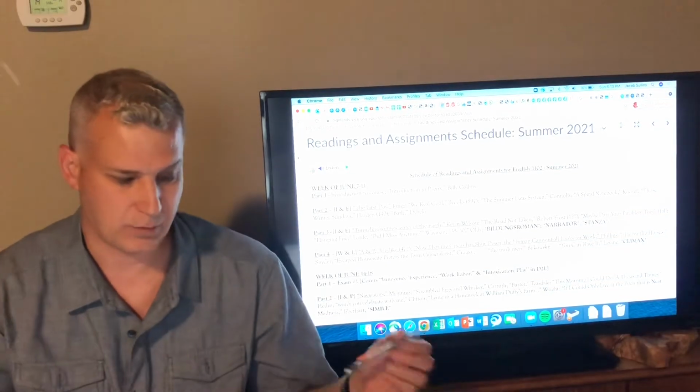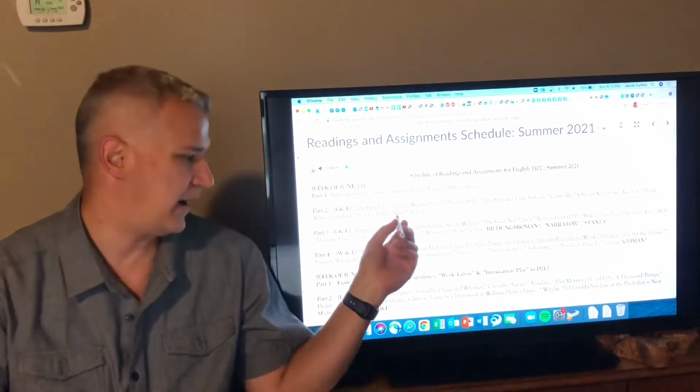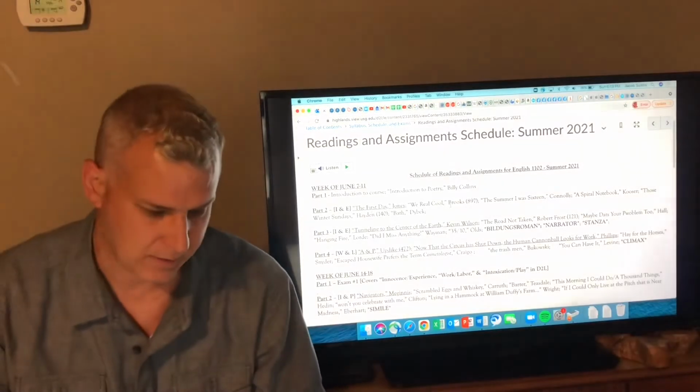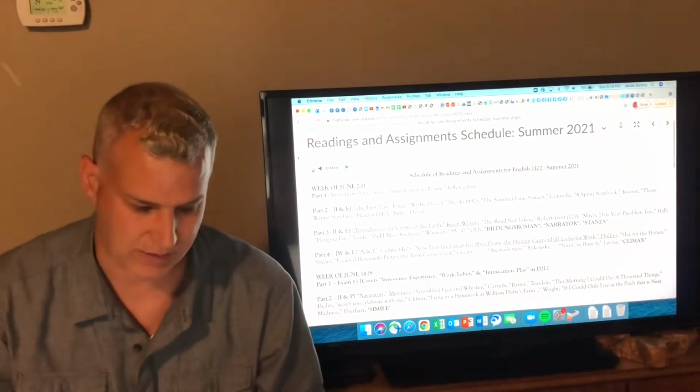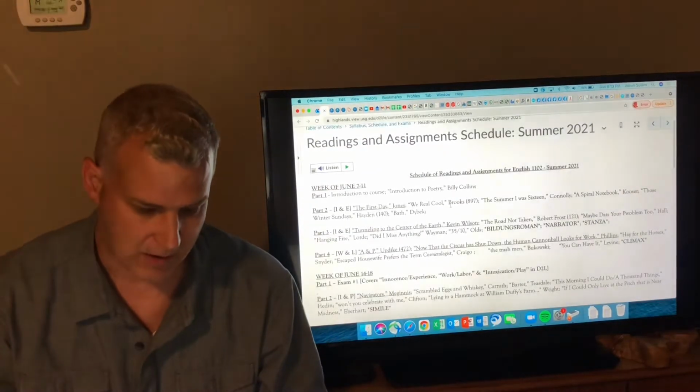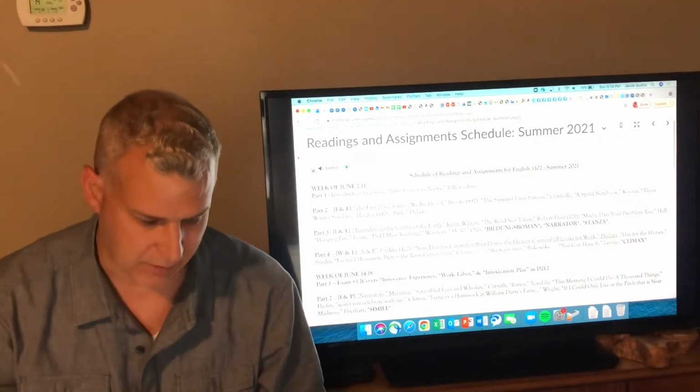The first two things we are going to read this semester, The First Day by Edward P. Jones and Tunneling to the Center of the Earth by Kevin Wilson. Both Edward P. Jones and Kevin Wilson are both still alive, and relatively young writers.